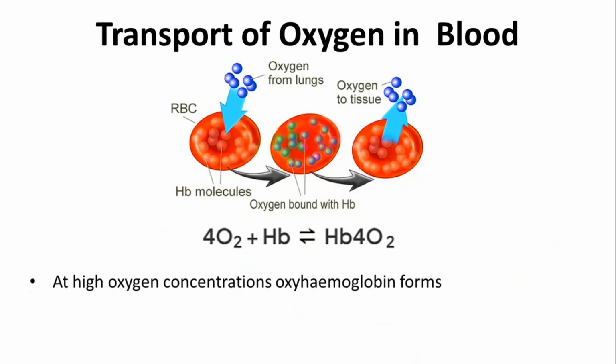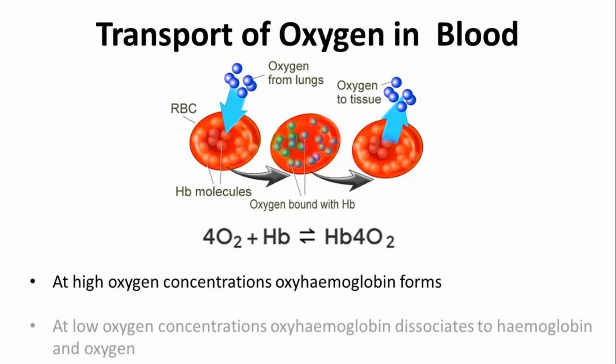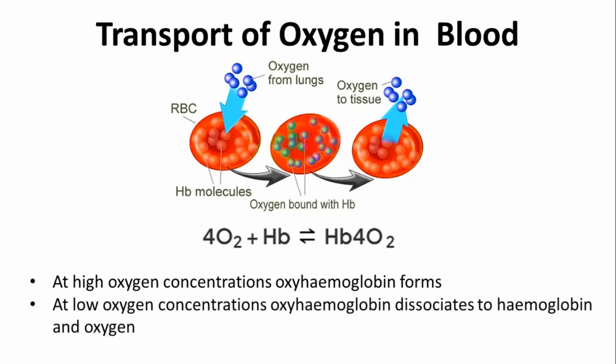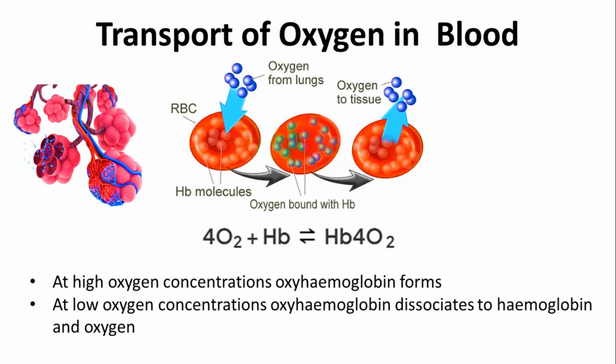At high concentration of oxygen, oxyhemoglobin is formed, whereas at low oxygen concentrations, or low PO2, PO2 meaning partial pressure of oxygen, oxyhemoglobin is dissociated to form hemoglobin and oxygen, and the oxygen is released to our body cells. So in this way, the oxygen which we inhale by means of our lungs is transported by means of oxyhemoglobin in our blood.